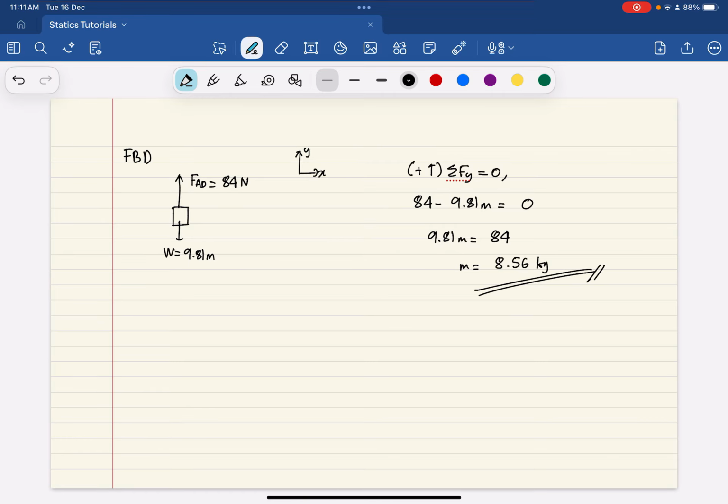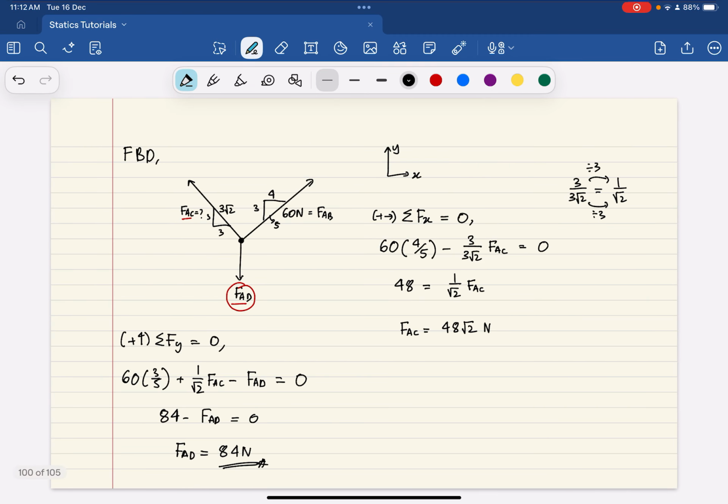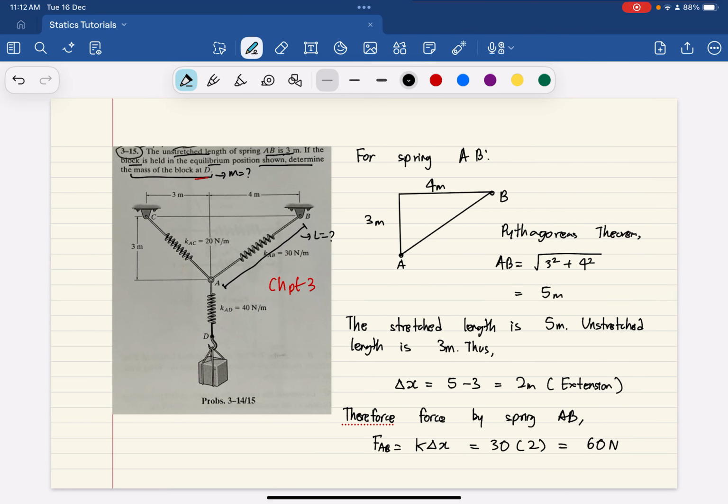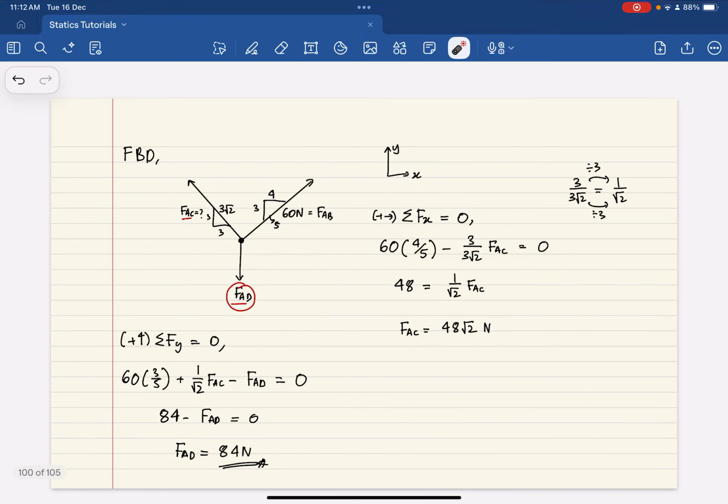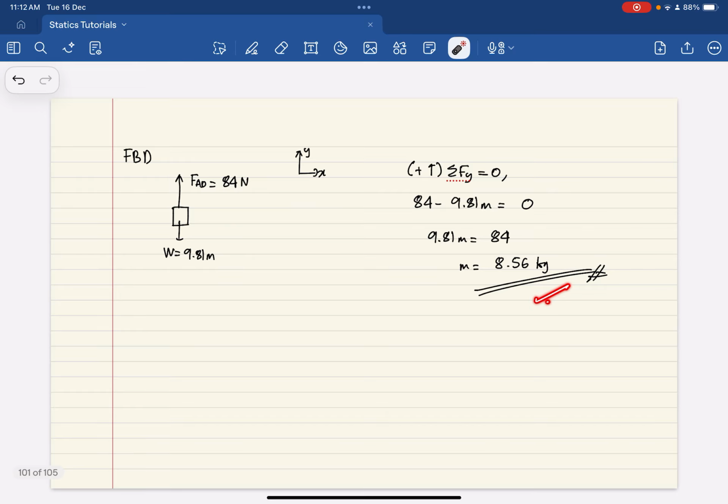So yeah, that was it. Again, a fairly straightforward question if you know what you're doing and if you remember Hooke's law. This is basically a recall of Hooke's law and the equilibrium equations for 2D cases, where summation of Fx is 0, summation of Fy is 0, then eventually you'll be able to get your answer related to mass.